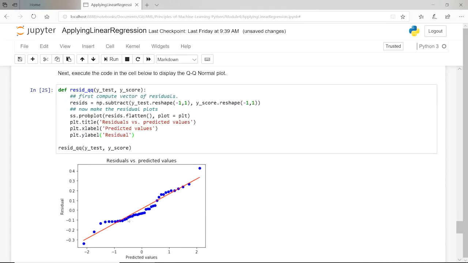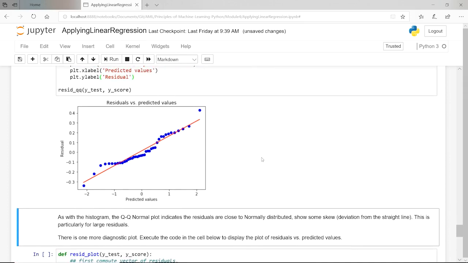But it's not bad. It's a little off the ideal normal residuals we want, but it's not night and day off.